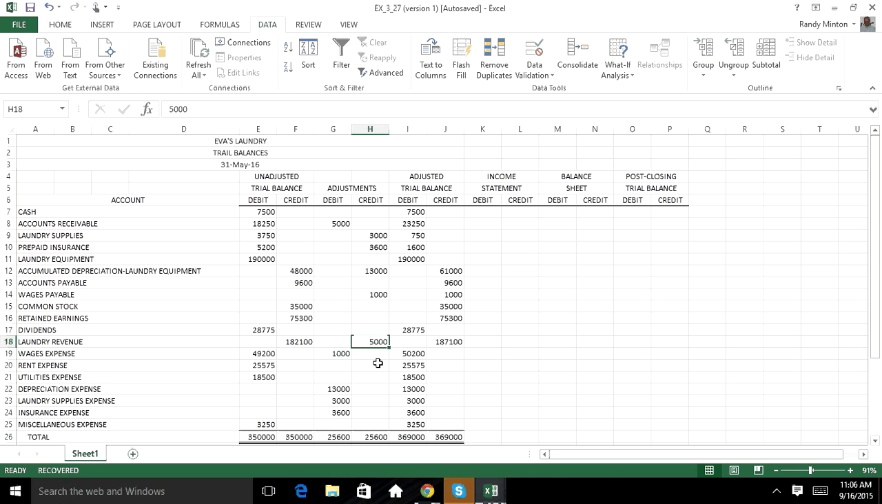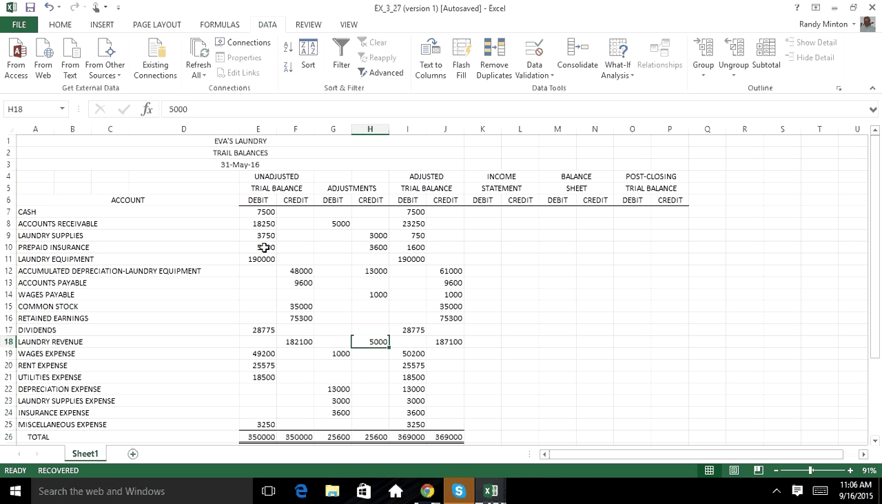So that would take care of that adjustment, and we would have a debit to accounts receivable to make it go up, and a credit to laundry revenue, which also makes it go up. Why? Because accounts receivable is an asset and goes up on the debit side, and revenue, a stockholders' equity component, goes up on the right-hand side, or the credit side.